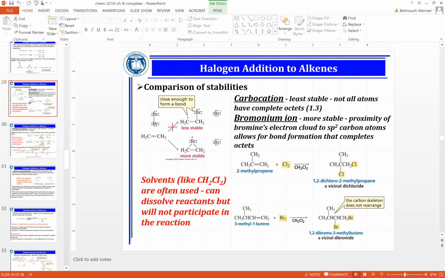Is there a chance for rearrangement? If there is a chance for rearrangement, let's say you bring the chlorine first and you get the triangle here with the chlorine, and then the other chlorine comes in. Is there a chance for rearrangement?